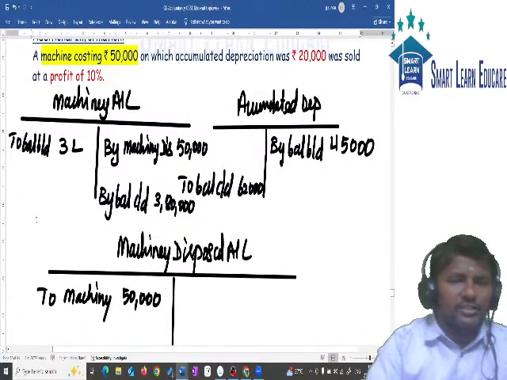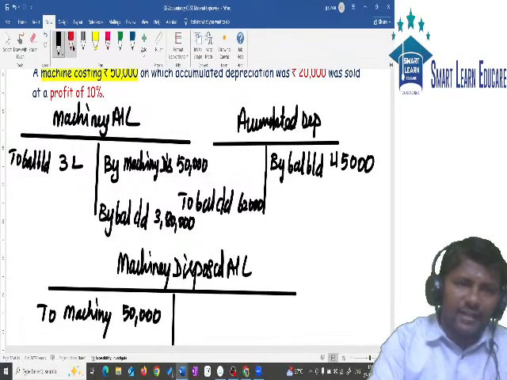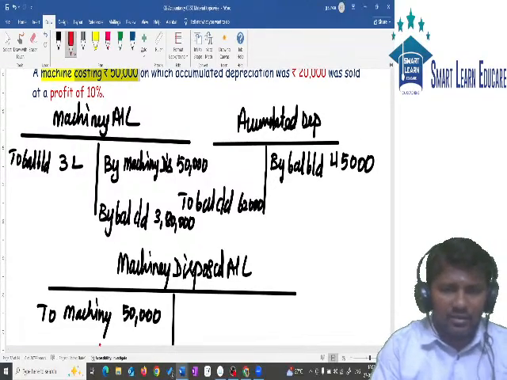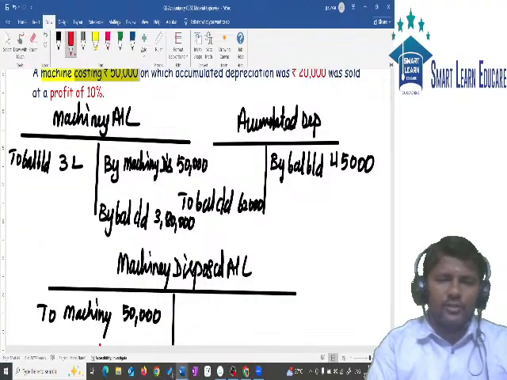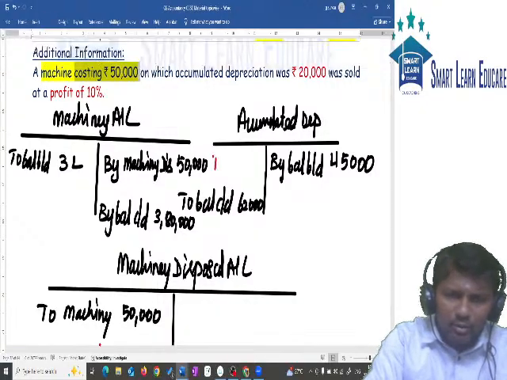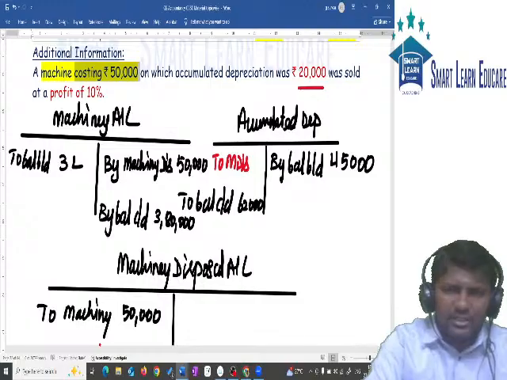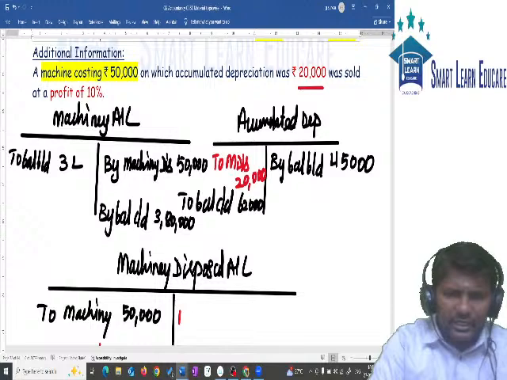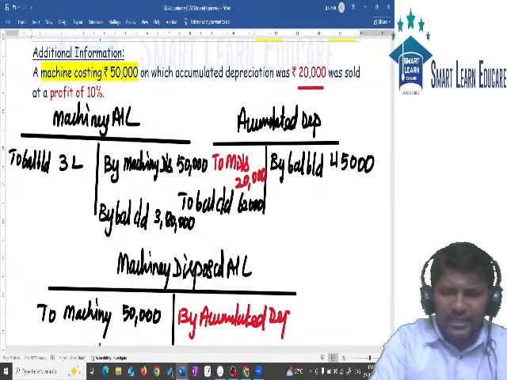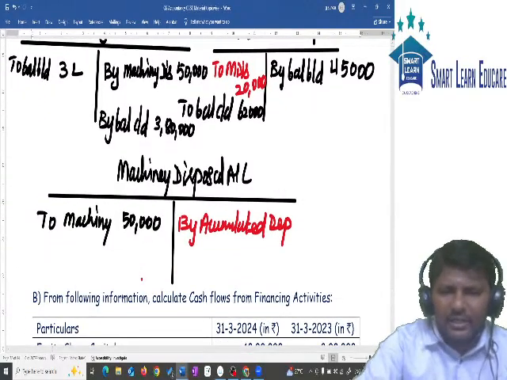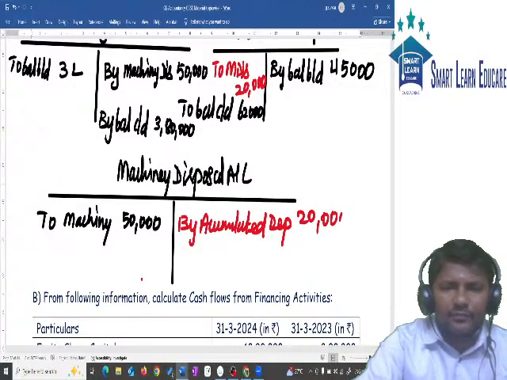Similarly, provision is a liability. A liability will have a credit balance. From this provision account also we should remove. What is the amount to be removed from provision? To machinery disposal account. How much is the accumulated depreciation? 20,000 is the accumulated depreciation. Here you should write by accumulated depreciation, 20,000.